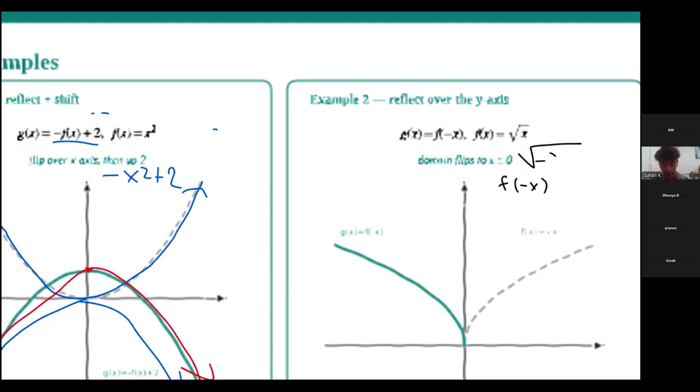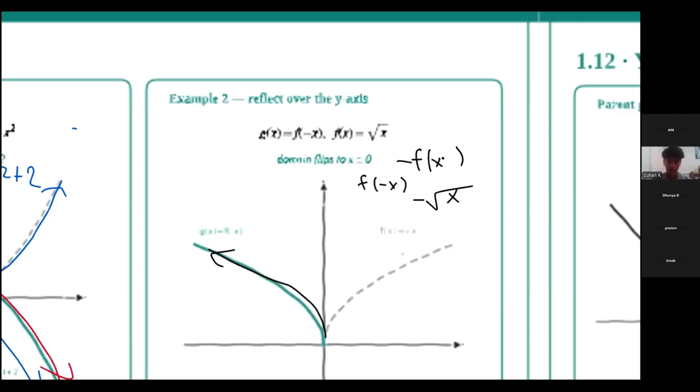Sorry, it's going to be negative f of x, which is negative root x. So for example, if x was 4, then it would be 2, negative 2. It would go like this. Okay. Now it's your turn.